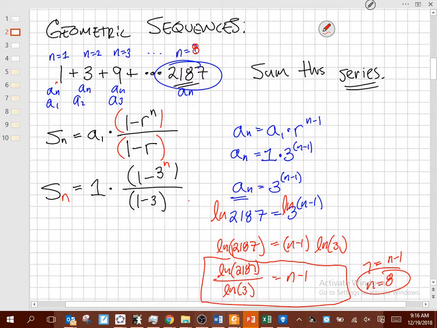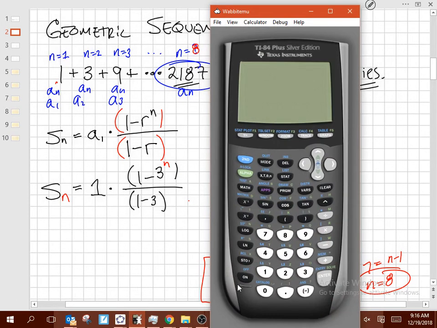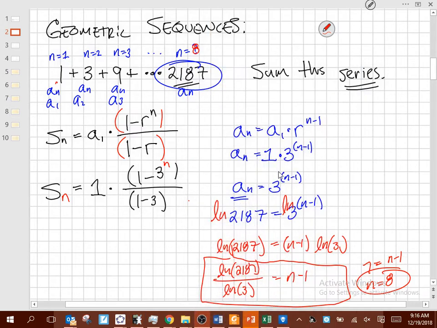But going off of what we just mentioned, when I go 3 raised to the 7th, does that give me that 2187? Does that make sense? So the ln of 2187 over the ln of 3 is generating that power for me. But I didn't want 7. I didn't want the power that I raised 3 to. I wanted to find the position of 2187, right? Because that's what's in my formula here. So now can I take that n and make it 8 right there?